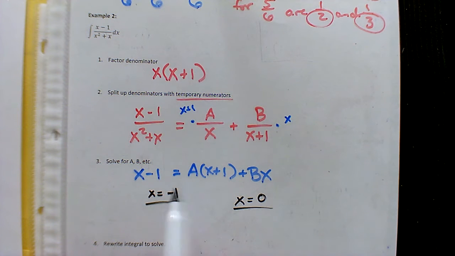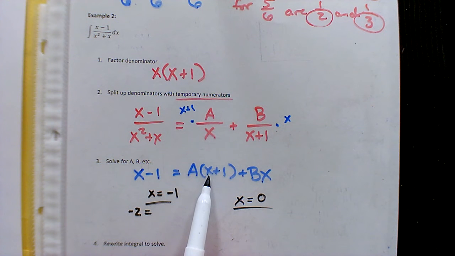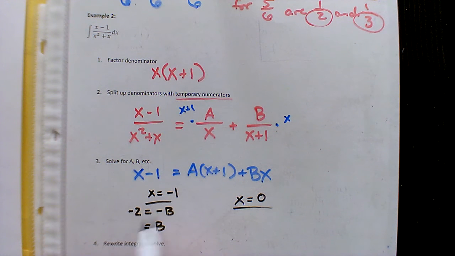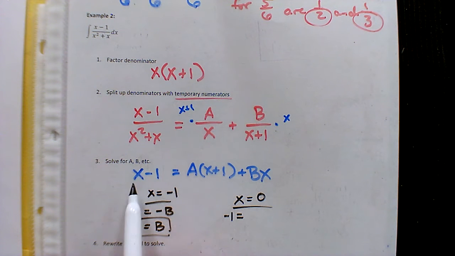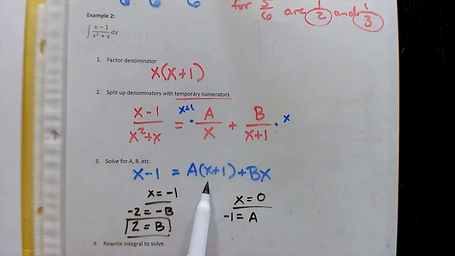-1 and 0. Okay, so if we plug in -1 into all the x's, we're going to have a -2 on the left-hand side of the equal sign. The -1 would cancel out the a, because that factor would be 0, and then we would have a -b. So solving for b, we would have 2. If we plug in 0, we'll have -1 on the left-hand side, a times 1, which would just be a, and then plugging in 0 for x would cancel out the b. So there's our a value.